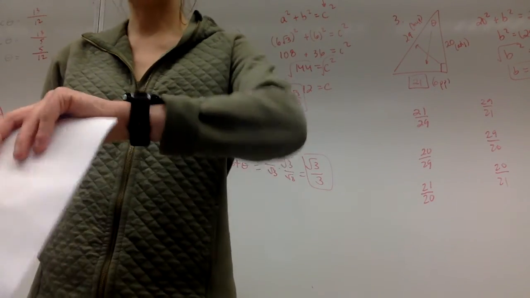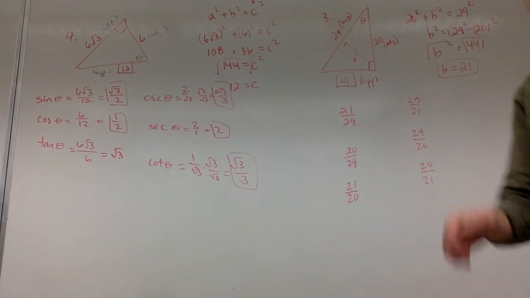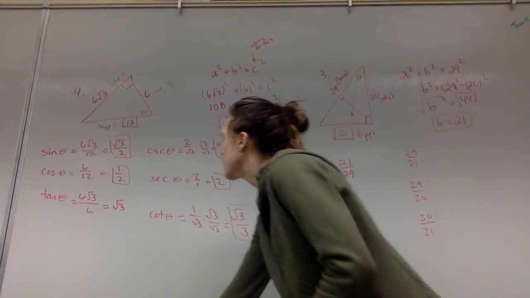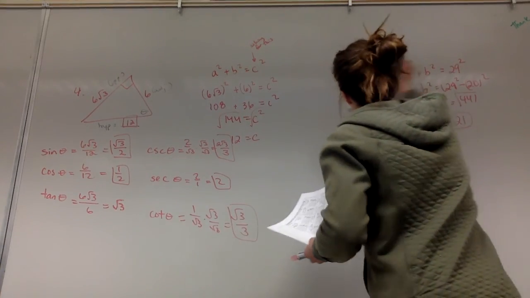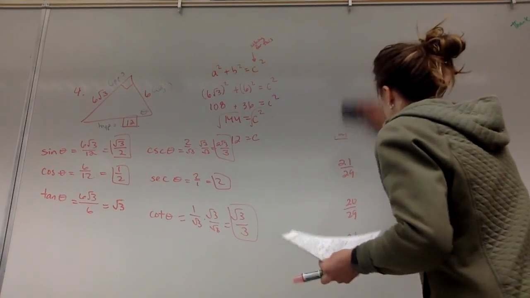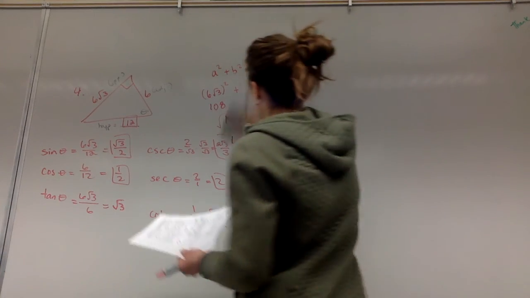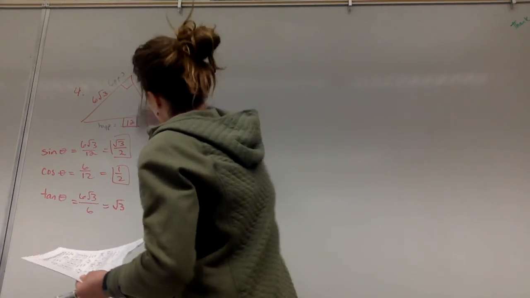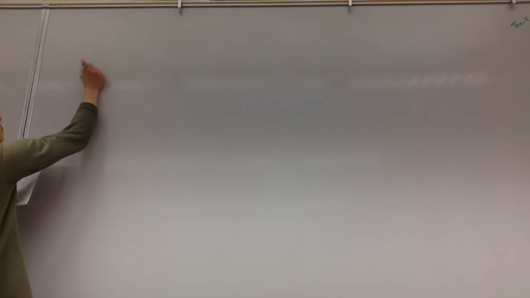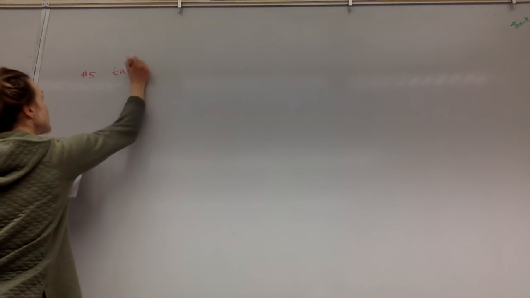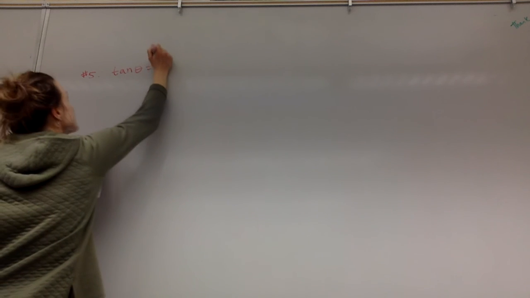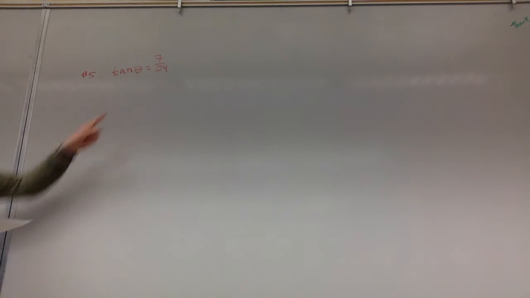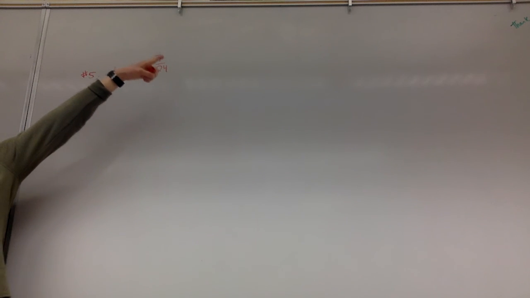For the last 2 or 3 minutes of class, we're going to go over what I would like you to be able to translate to your homework. So when I give you a ratio, you're able to identify what that means on a triangle. If we look at tan on number 5, I'm just going to get you started. We have tan theta equals 7 over 24. What side lengths does this give me for a triangle?